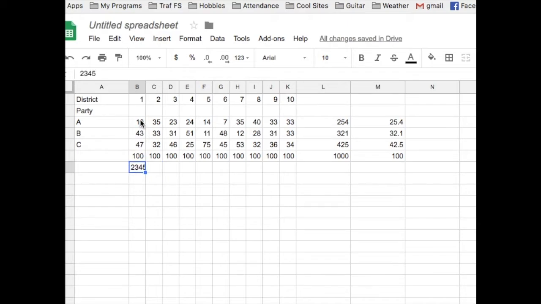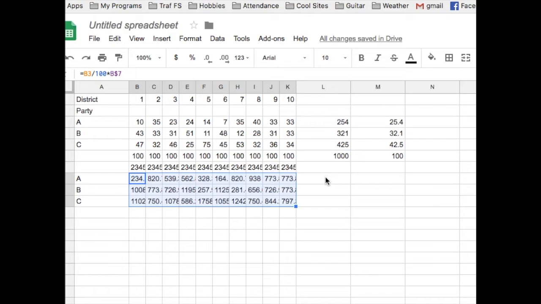I'm going to figure out like 10% of that. This is party A, B, and C. 10%, so divided by 100, times this number. I'm going to lock it onto that number by putting the $ sign there. And then if I fill that down, we end up getting how many people voted for party A in District 1. And I'm going to make all the districts the same size. So I'm going to fill that right, so 2,345, and then I'm going to fill this right, like that.